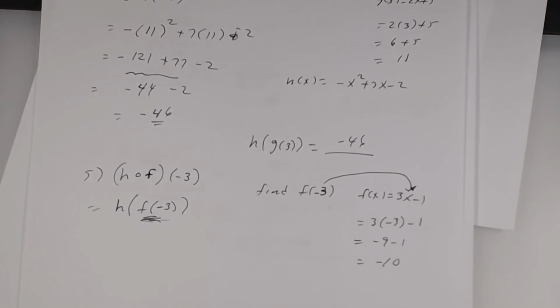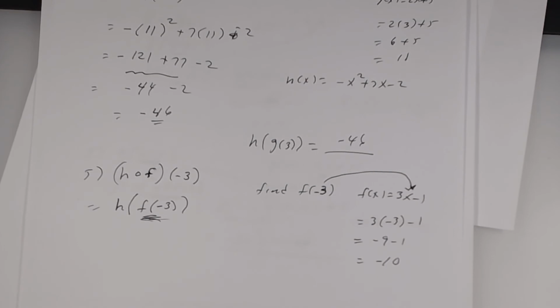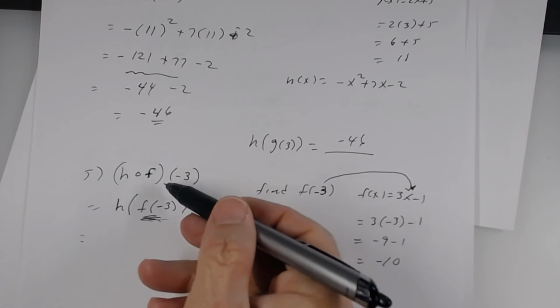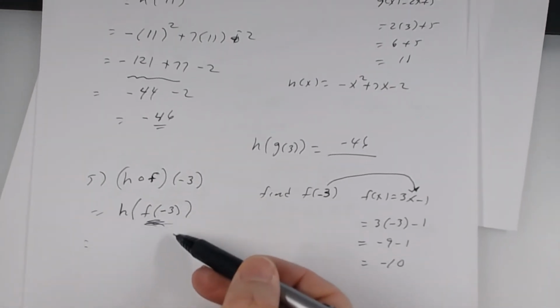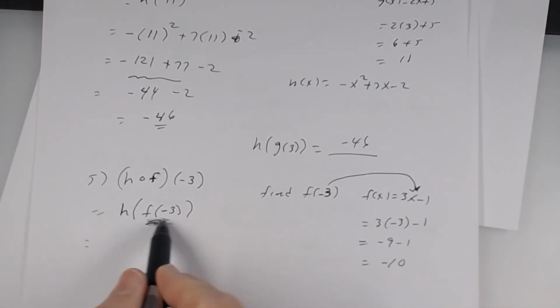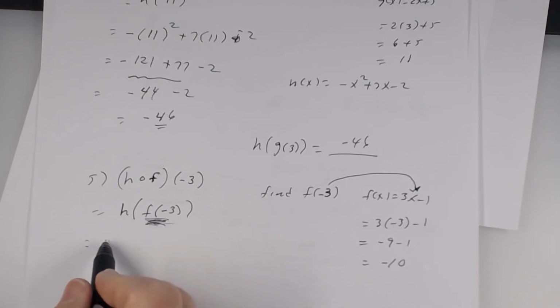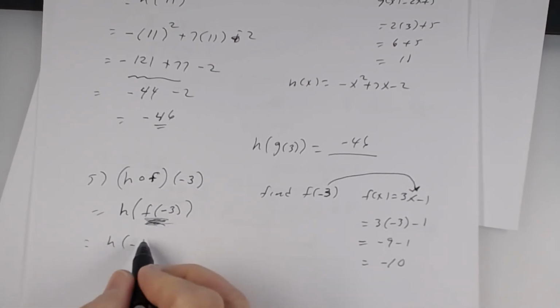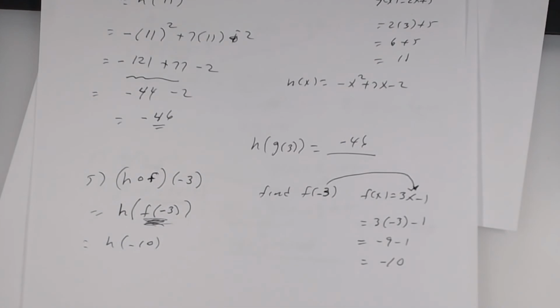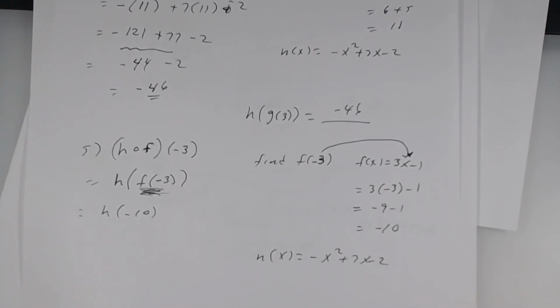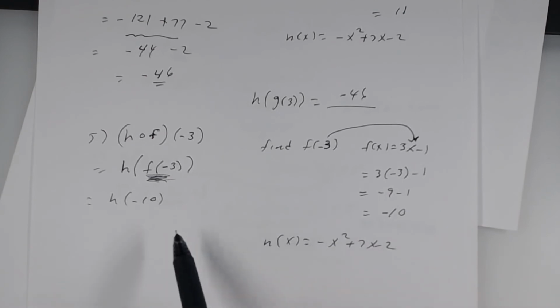So is that the answer? No. What must I do with that negative 10? Plug that into your h. In terms of your progression here, what you found was only this part. So now we've got to find h of negative 10. I go to my function h, which was negative x squared plus 7x minus 2.